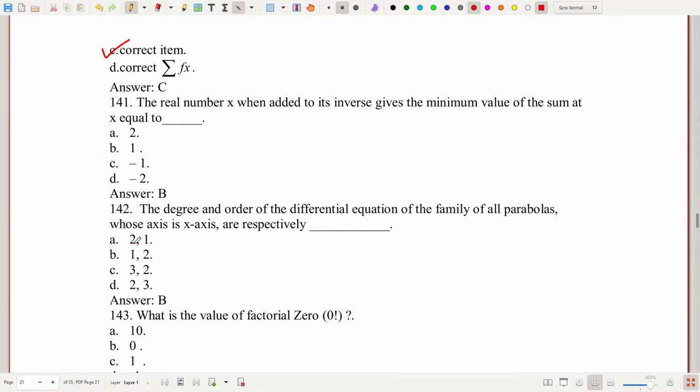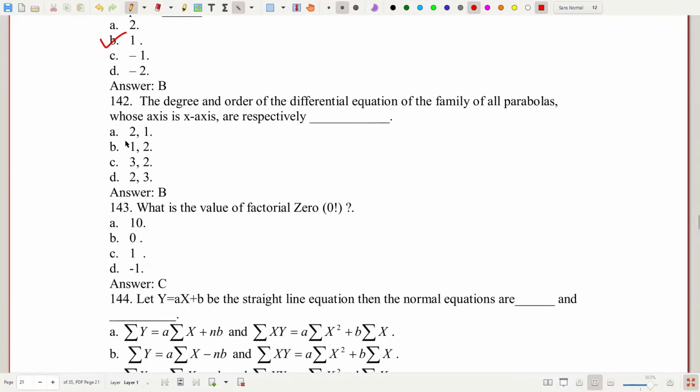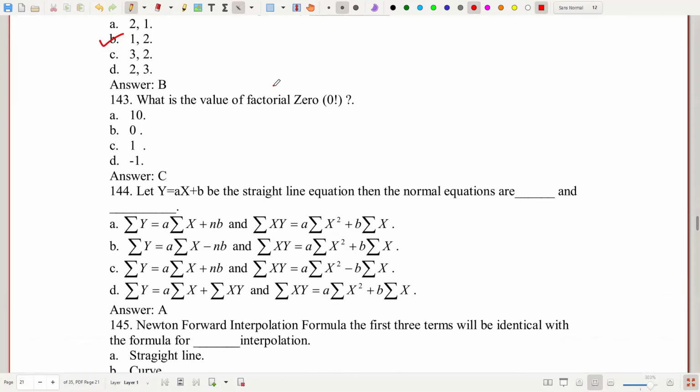The real number x when added to its inverse gives the minimum value of the sum at x equal to, that is 1. The degree and order of the differential equation of the family of all parabolas whose axis is x-axis are respectively 1, 2. What is the value of factorial 0? And it is obviously the 1.